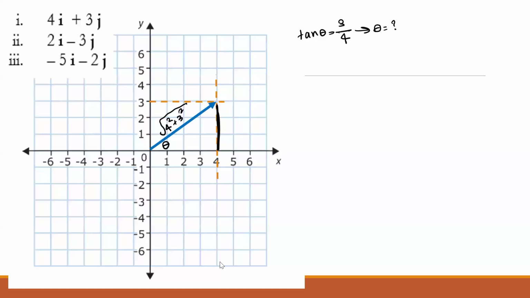Are you okay with this? Yeah, that's all right. Okay, so we have done the first one. Now let's look at the second one. The x component is 2 and the y component is negative 3. So our vector should be like this.